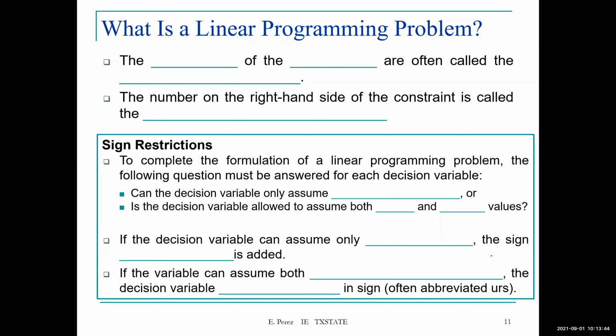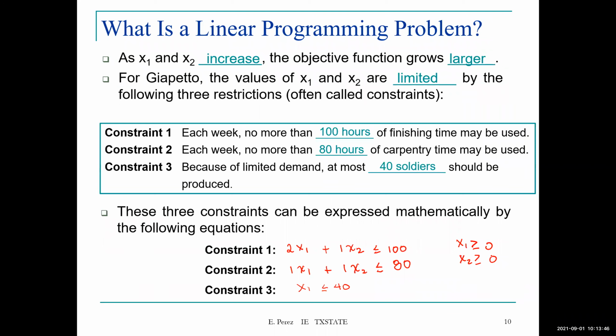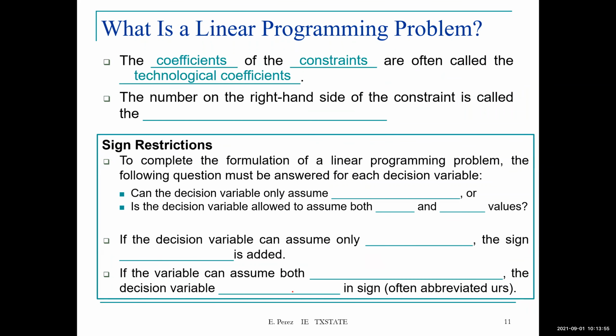So what that means is these coefficients 2, 1, 1, 1, in this case 1. Those coefficients are often called the technological coefficients. And the number on the right-hand side of the constraints is called the constraint right-hand side, or RHS.